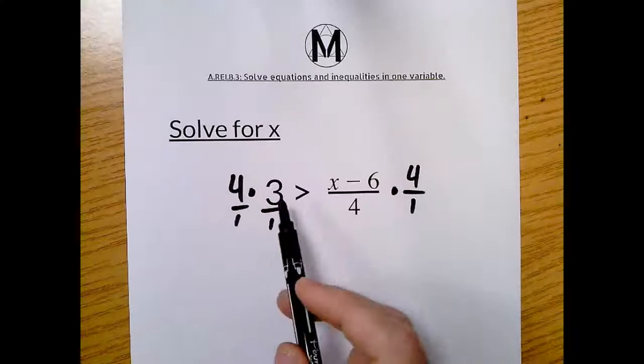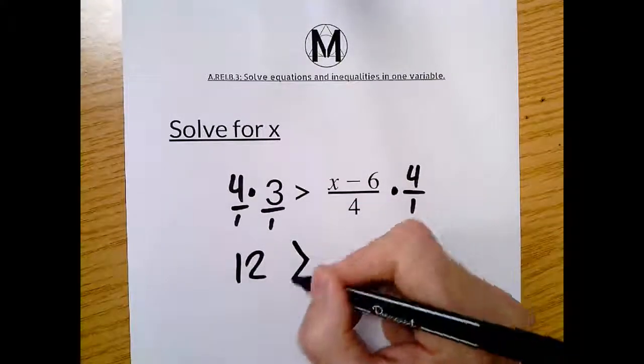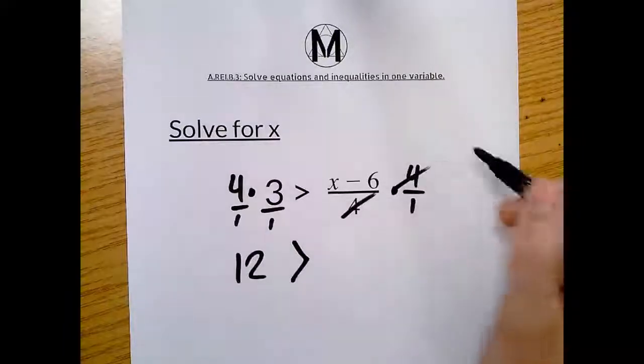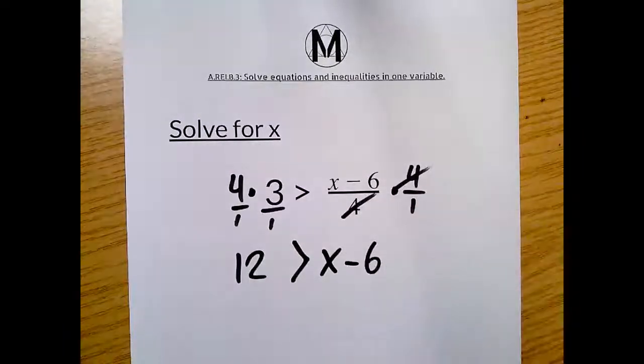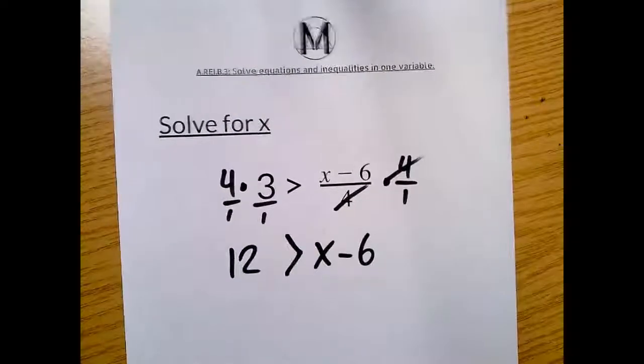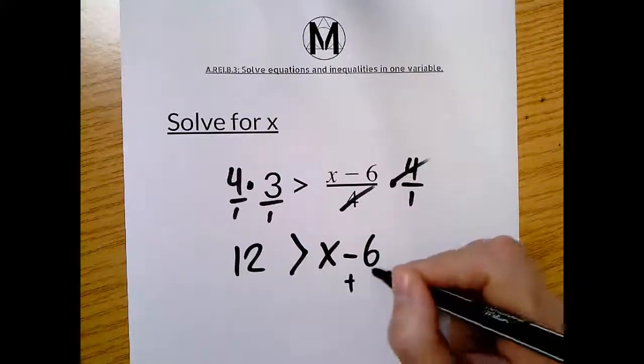So 4 times 3 is 12. Sign comes down. And these 4's go away. So you have x minus 6. Nice. And just like that, we're actually almost done. Pretty straightforward problem. Again, we're trying to get x all by itself. So we have a minus 6 here. We need to do the opposite of minus 6, which is just a plus 6.